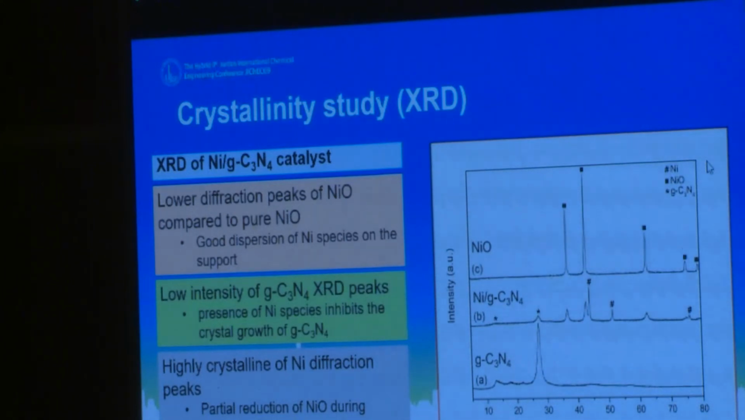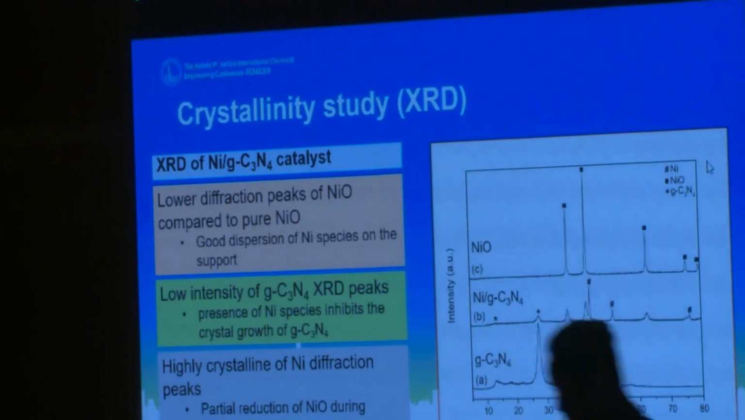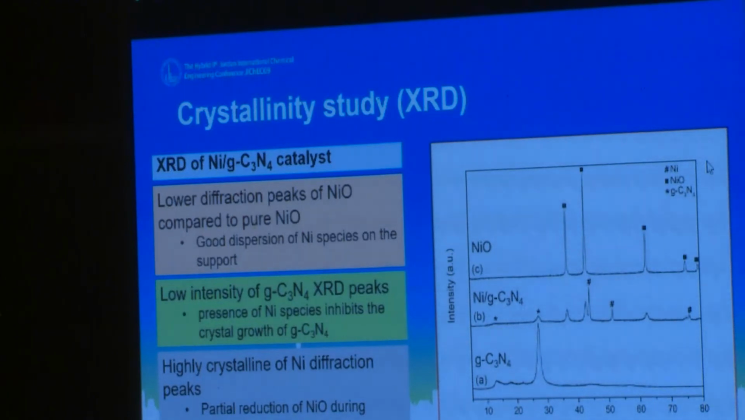Now we conduct the characterization of the catalyst to study the physical and chemical properties of the catalyst. The nickel supported carbon monoxide catalyst has been analyzed by XRD, and as you can see, the catalyst we label as B has lower diffraction peaks of nickel oxide compared to the pure nickel oxide, which shows the good dispersion of nickel species on the support. Besides that, there is also low intensity of carbon monoxide peaks at 15 degrees and 37 degrees, which explains the presence of nickel species inhibits the crystal growth of carbon monoxide. Interestingly, we also can see the high crystalline nickel diffraction peaks, which indicates the partial reduction of nickel oxide during calcination, where the carbon monoxide acts as reducing agent.